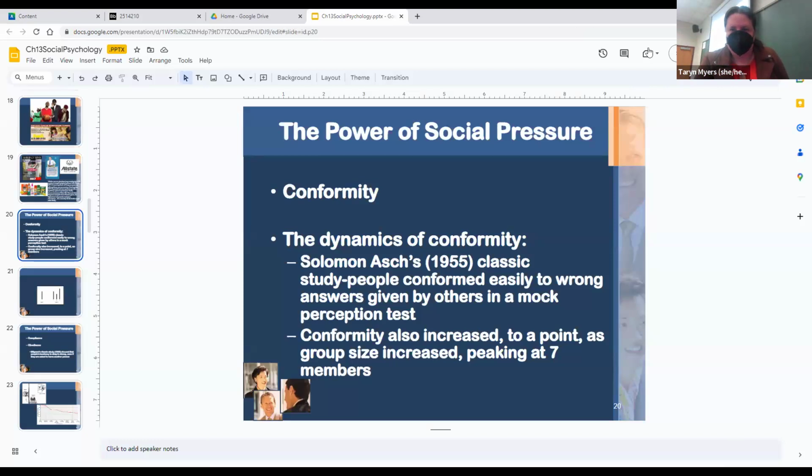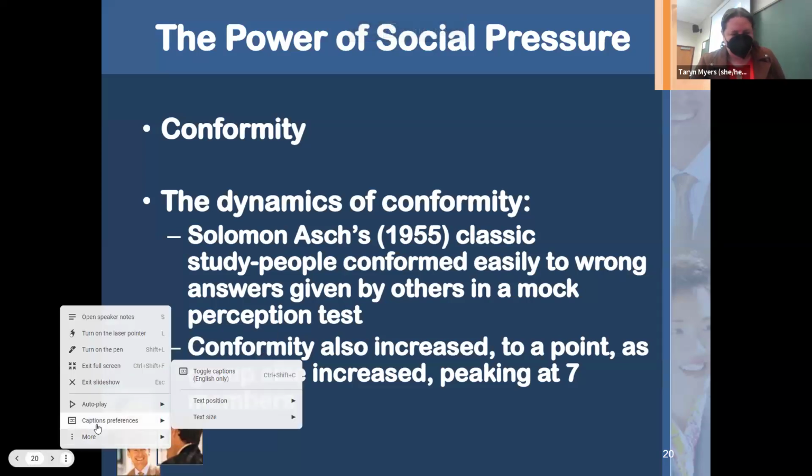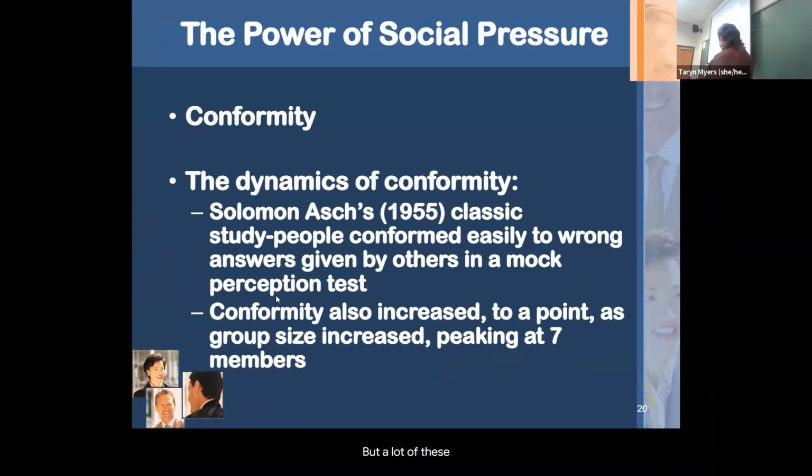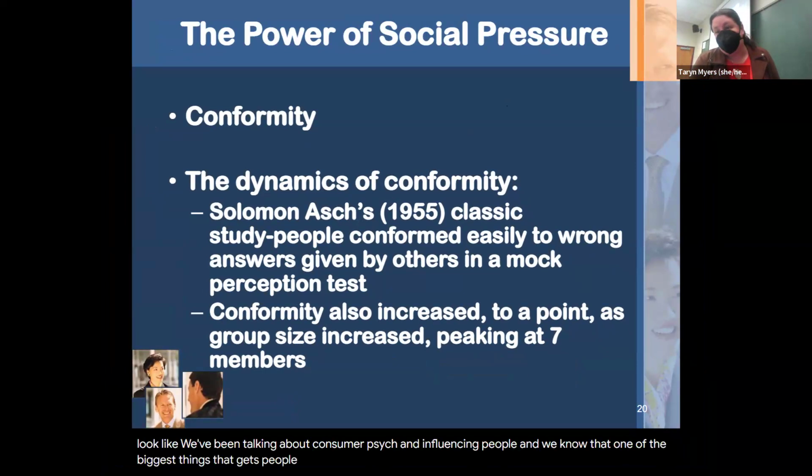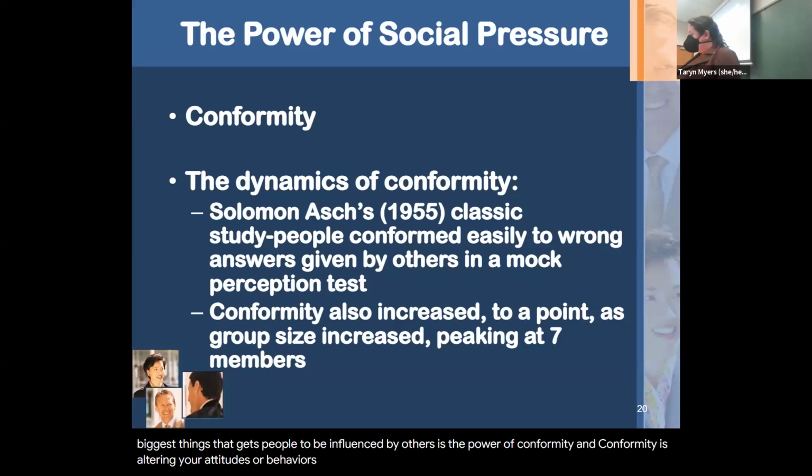Alrighty, so we are gonna go ahead and dive back in. Today we're gonna be watching a lot of little videos. I do have the sound shared for folks on Zoom. A lot of these classic experiments were filmed in social psych, and so it's nice to see what they look like. So we've been talking about consumer psych and influencing people, and we know that one of the biggest things that gets people to be influenced by others is the power of conformity. And conformity is altering your attitudes or behaviors to adhere to social norms.